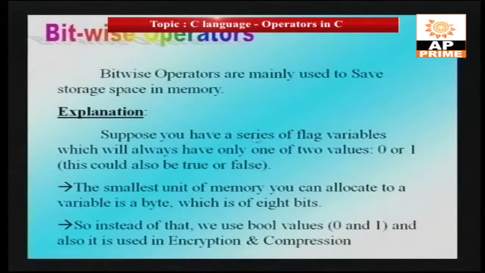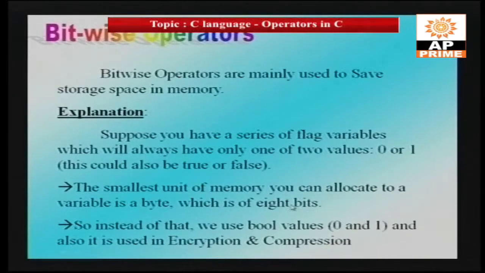The previous operators all worked with variables and our understandable numbers, our understandable expressions. But the bitwise operators work on binary bits, zeros and ones. Now these are performed with bitwise operations. You see which bitwise operations you have. Suppose I have a series of flag variables that always take one of 2 values, either 0 or 1. Suppose the smallest unit of memory you can allocate to a variable is called a byte. 1 byte equal to how many bits? 8 bits. 1 byte equal to 8 bits.